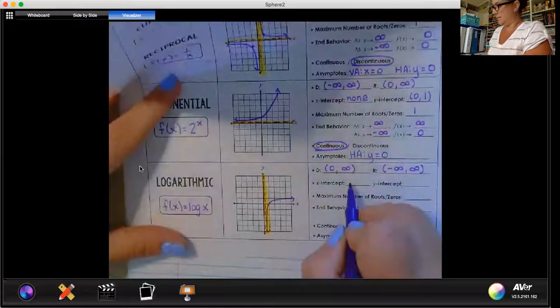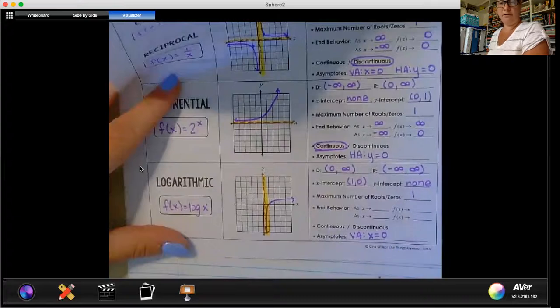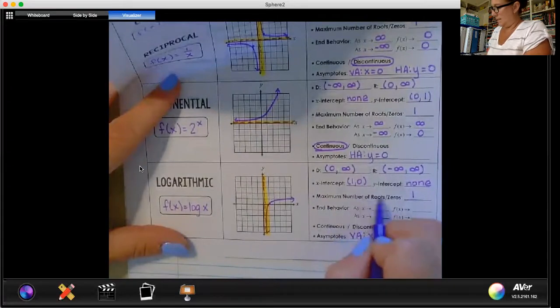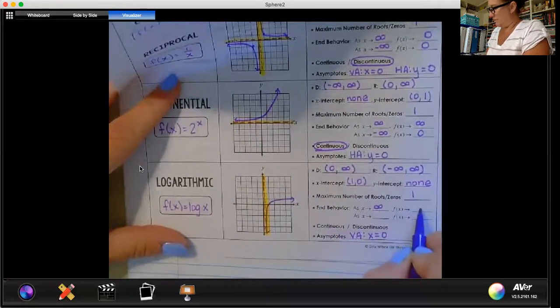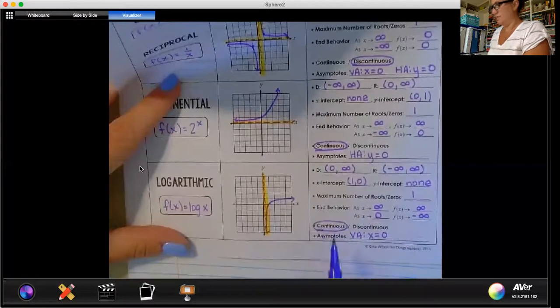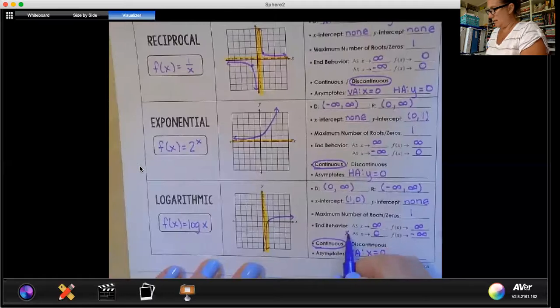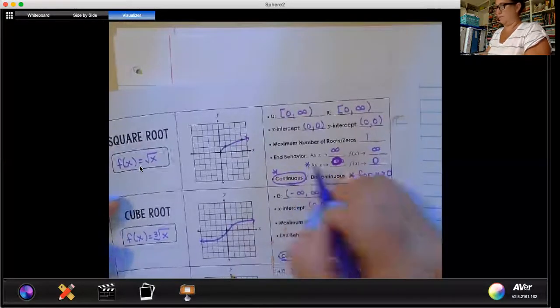This time your x-intercept is 1, 0, and you have no y-intercept. The maximum number of roots or zeros is 1, and as x approaches infinity, your graph approaches infinity. And as x approaches 0, because it doesn't go beyond 0, your graph approaches negative infinity. It is a continuous function. So this one is a little strange for end behavior, as is your square root function.